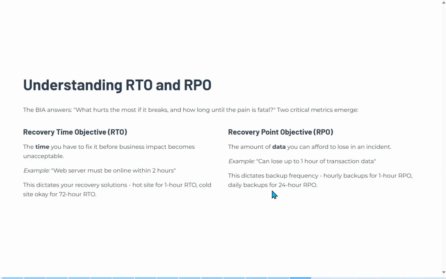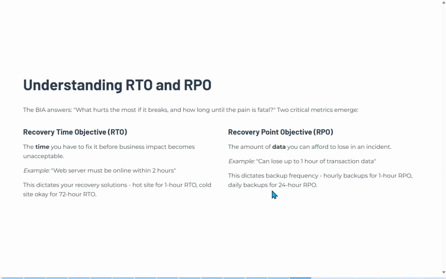The RTO is the time you have to fix it before business impact becomes unacceptable. This is the time it requires you to face any breach or any attack in your business before it becomes unacceptable. Example, a web server must be online within 2 hours. Take for instance, an attacker hacks into your website, your web server now.